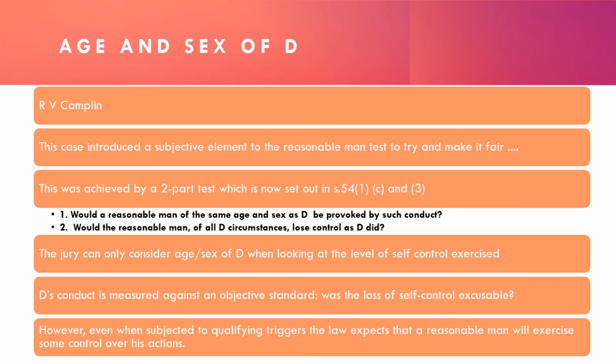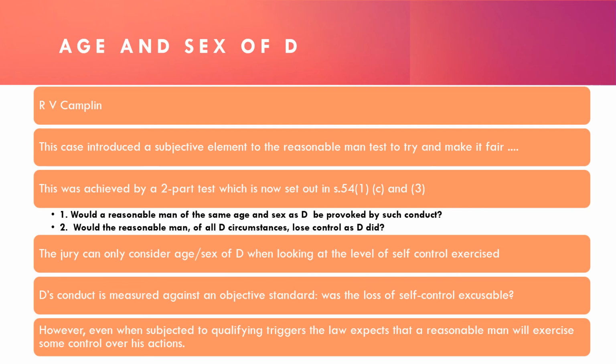Now, circumstances have been developed through common law. This has always been the case in terms of trying to understand whether somebody would have been provoked. Some of the same tests remain. So if we look at the case of Camplin, this case introduced a subjective element to the reasonable man test to try to make it a little fairer. And it was achieved by a two-part test, which is now set out in section 54(1)(c) and 3. In essence, what we're asking is, would a reasonable man of the same age and sex as the defendant be provoked by such conduct? Would it make him lose control? And would a reasonable man of all the defendant's circumstances lose control as he did?